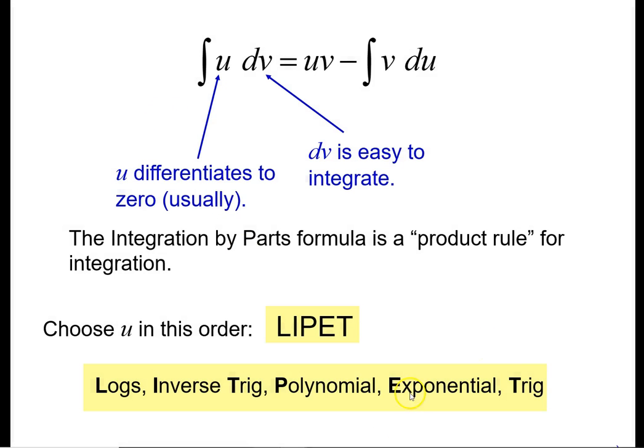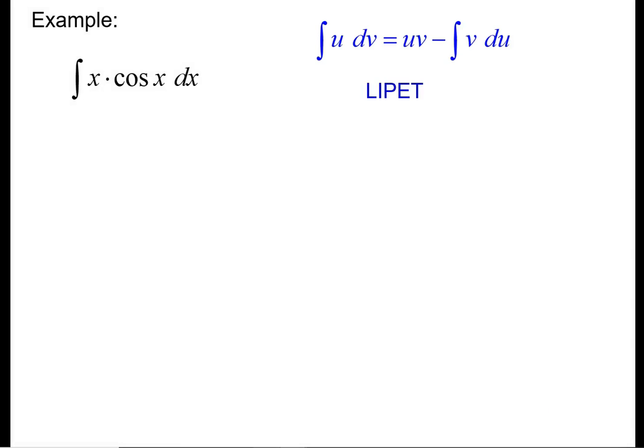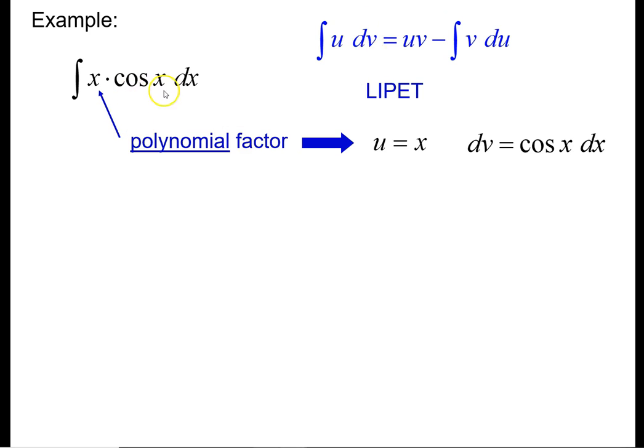Let me go back for just a second. Polynomial is your first choice for u before a trig function. So in this example, I'm going to let u equal the polynomial factor, which is x. That means that whatever else is in there has to be dv. So dv is the other function, cosine x, and I always keep the dx with the dv expression. To use this formula, I need four things: u, v, and then v and du.